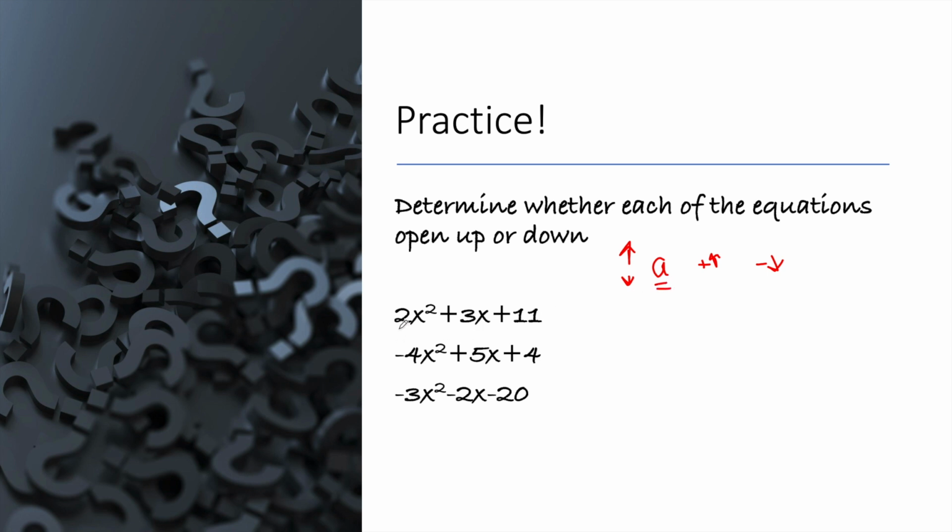So as you can see here, 2 in front of x squared is positive, so our graph is going to open up. For the second one, negative 4 is negative, so our graph is going to open down. And the last one, negative 3 is also negative, so our graph is going to open down.